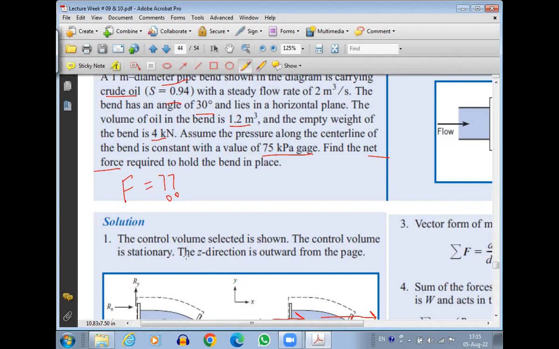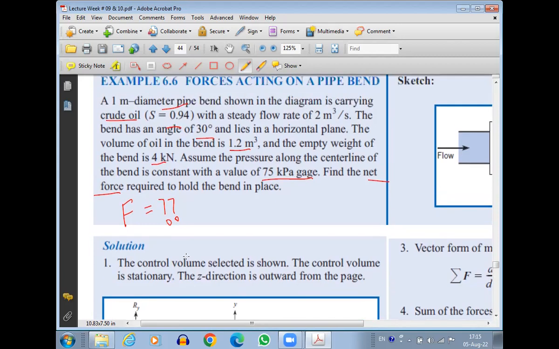Obviously, if the pipe bend was not flanged together with pipes, then as the fluid flows through the pipe bend, it will push the pipe bend out of its way. So when it is flanged with the pipes, it cannot move away, but the flanges are holding the pipe bend in its place. And when these flanges are holding the pipe bend in its place, obviously some force is applied to keep it in place. So we need to find out how much is that force.